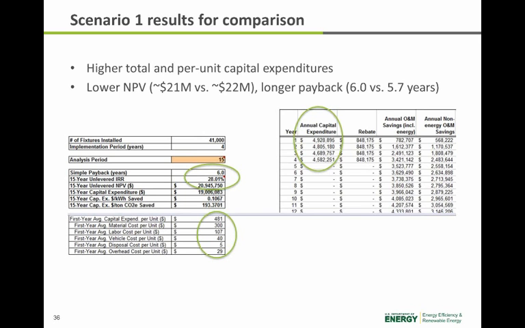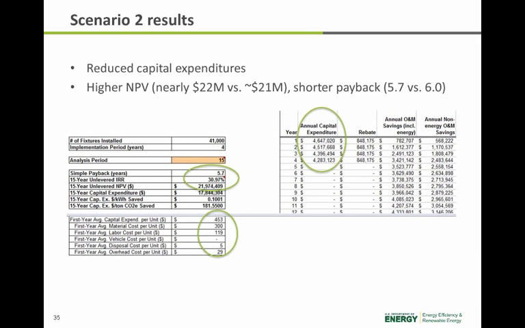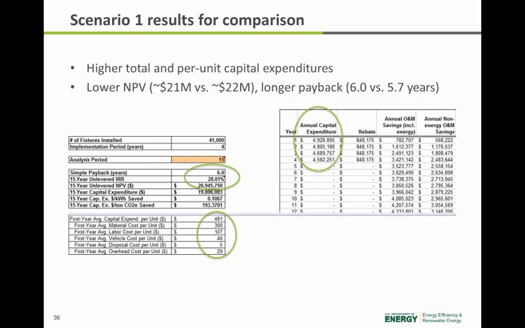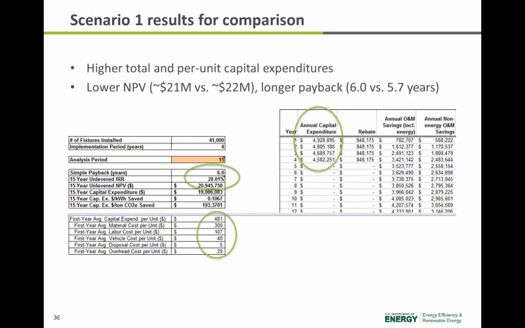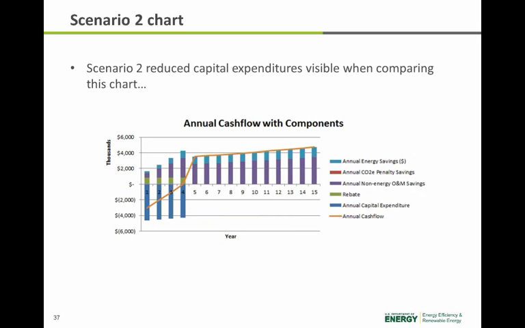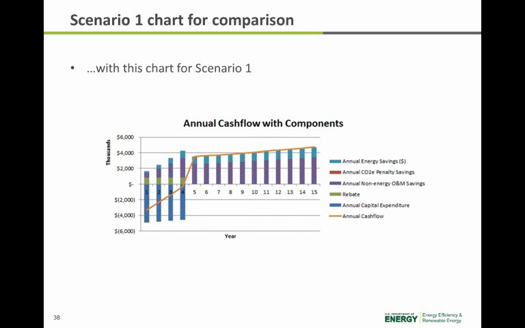are the scenario 1 results. You can see over on the right on the cash flow that the annual capital expenditures fell by roughly $300,000 a year under scenario 2. And here's the cash flow chart associated with scenario 2, and here's the one associated with scenario 1. And the only difference is the greater upfront capital cost associated with scenario 1, as you can see in the chart there.